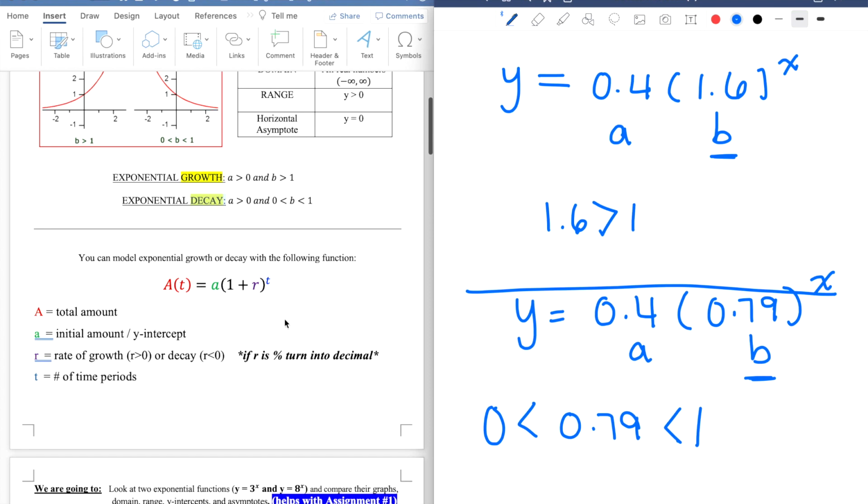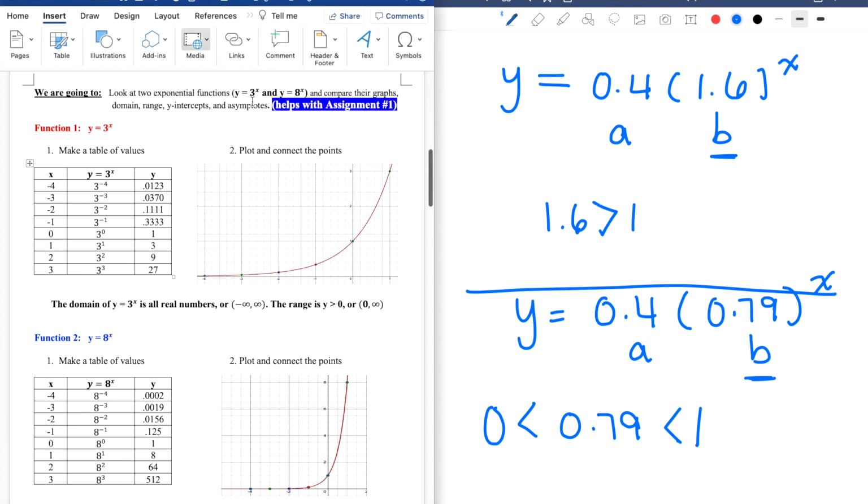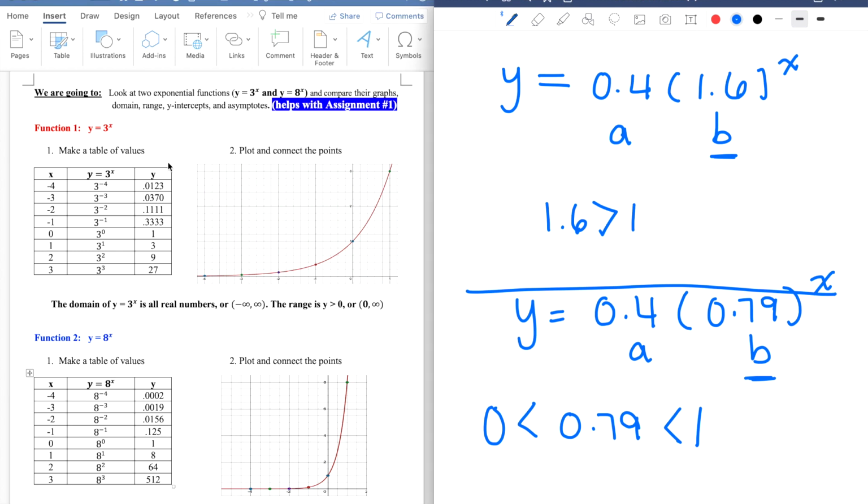The next section of the first page, we're going to skip it for now and come back to it later. If you move on to page 2, this section here will help you complete assignment number 1. For assignment number 1, what we're going to do is look at two exponential functions, y equals 3 to the power of x and y equals y to the power of x as an example, and we're going to compare their graphs, domain, range, y-intercept, and asymptotes.